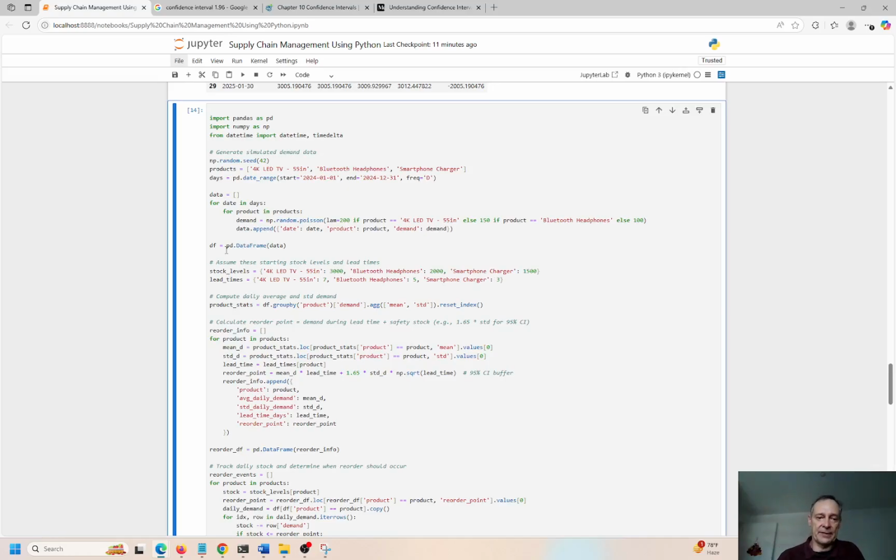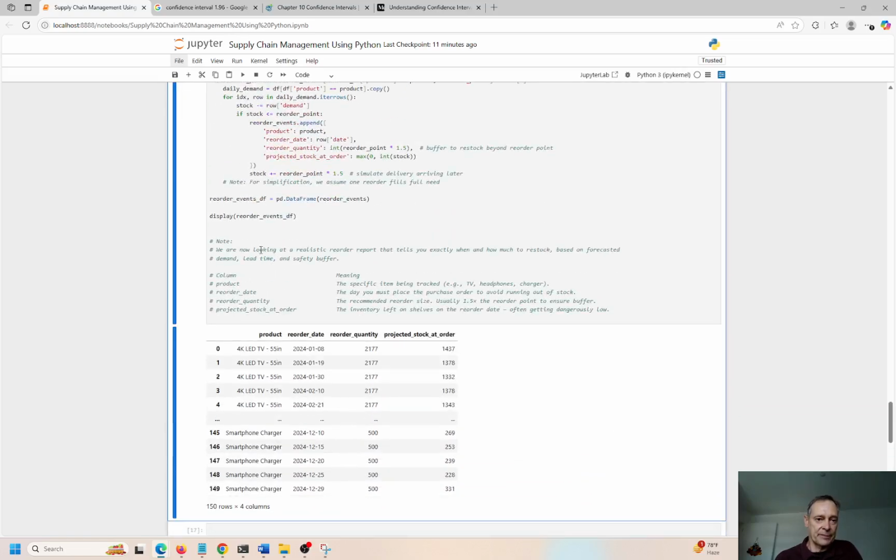And we get our new data frame down here at the bottom. Okay, so what we're looking at here is now, again, the products, the reorder date based on the stockout levels and how long it takes to replenish the stock. The reorder quantity, right? We have to know how much to order and the projected stock at the point of order, right? And then we have the dates that the order has to be executed, right?